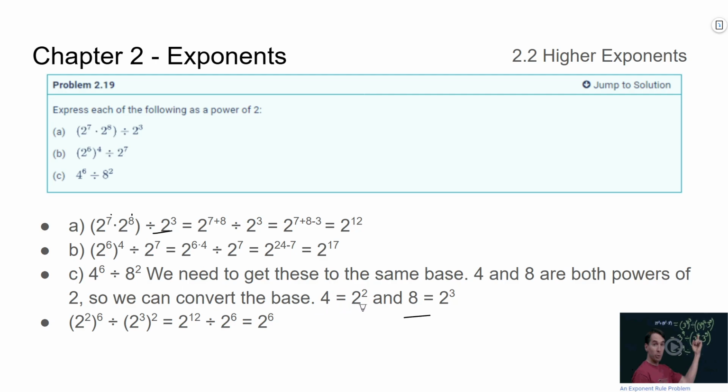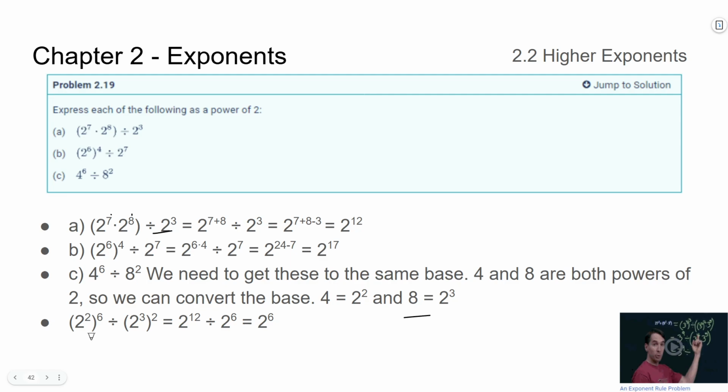Right here, 4 would be 2 squared, and 8 would be 2 cubed. So if we swap those out and use these values for 4 and 8, then we can change this equation here. Instead of using 4, we're going to use 2 squared, so we have 2 squared to the 6th instead of 4 to the 6th. And here we have 2 to the 3rd squared. Instead of using 8, we're going to use 2 to the 3rd, or 2 cubed, so we have 2 cubed squared instead of 8 squared.